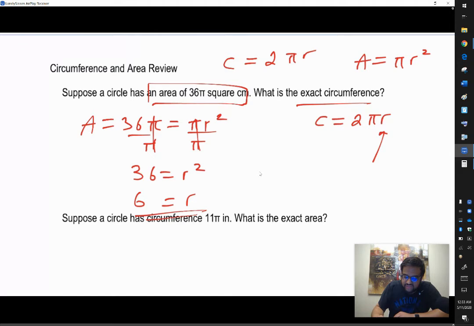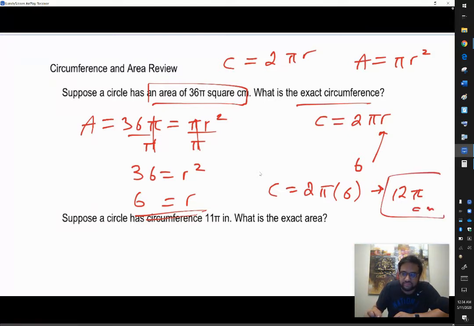So if the radius is 6, we now have the radius to plug in over here. That gives us 2 pi times the radius, which is 12 pi. And this is in centimeters. This is a circumference, so this will stay in centimeters.